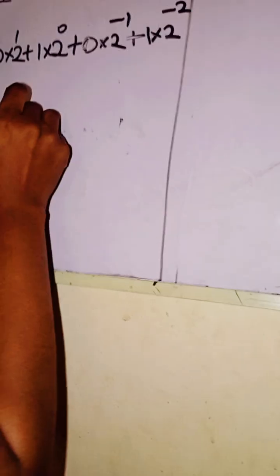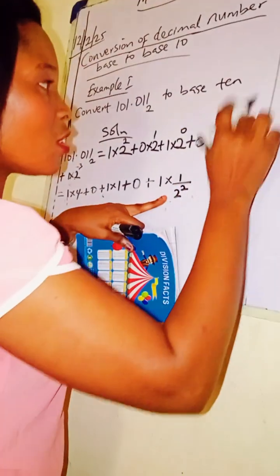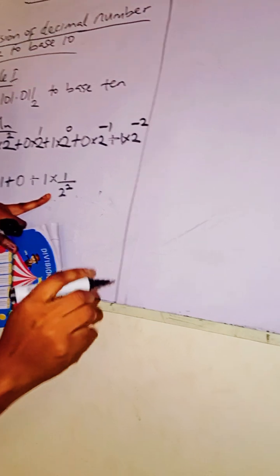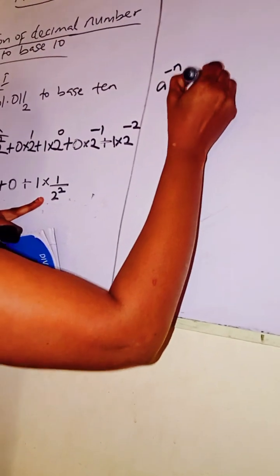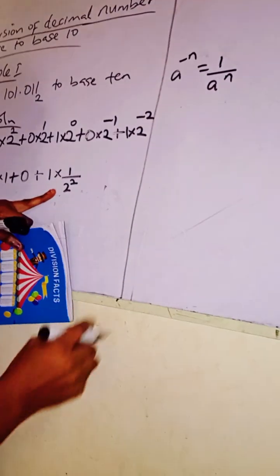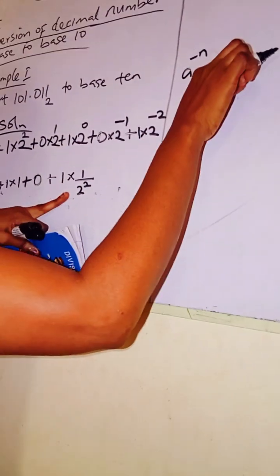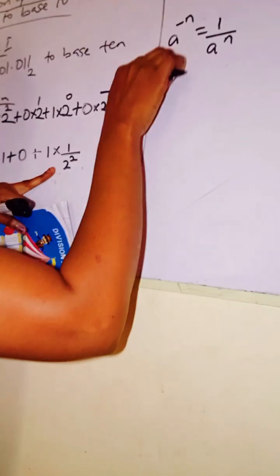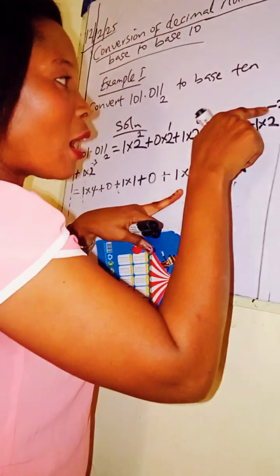Plus 1 times, there's a minus sign here, so this minus sign is representing 1 all over 2 raised to power 2. This is the same thing as applying the law of indices, which says that a raised to power minus n is equal to 1 all over a raised to power n. So we're applying this law of indices to this part. Wherever you see minus here, we put 1, then you bring your base and your power. The same thing applies here.